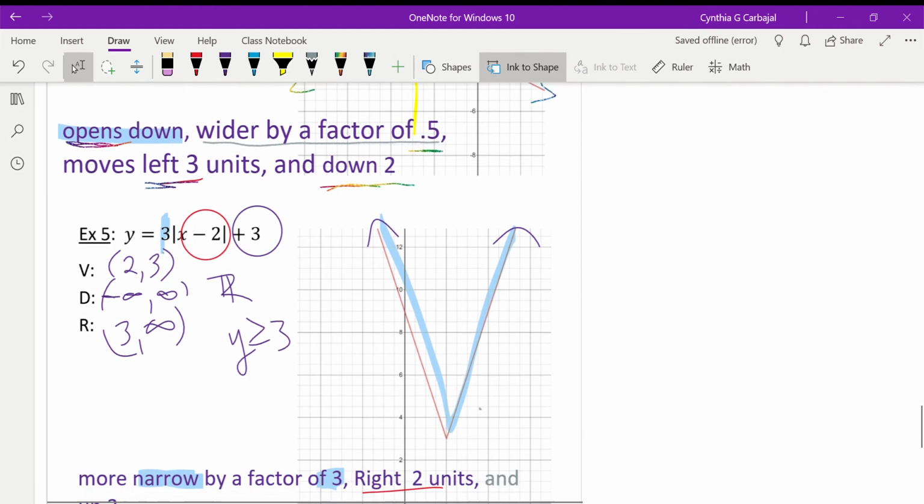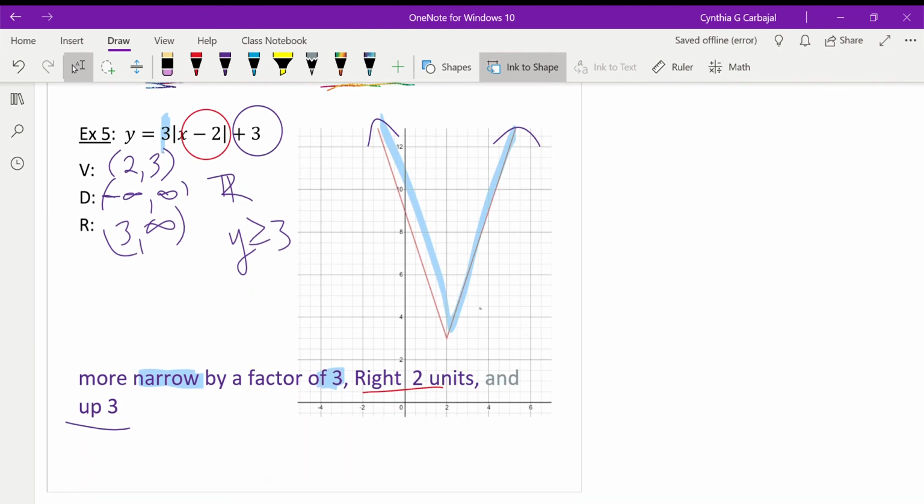Alright, last example here. You can already see it's skinnier, but you see that the function starts with a 3. Well, that's what makes it skinnier. Remember, if there's a number bigger than 1 in front of the brackets or the absolute value signs, it makes it more narrow, or a vertical stretch by a factor of 3. Then the minus 2 inside makes it move right 2 units. The plus 3 outside makes it move up 3 units. Because of that minus 2, our vertex starts with a positive 2, and because of the plus 3 in the back, our vertex, the y coordinate, has a 3.